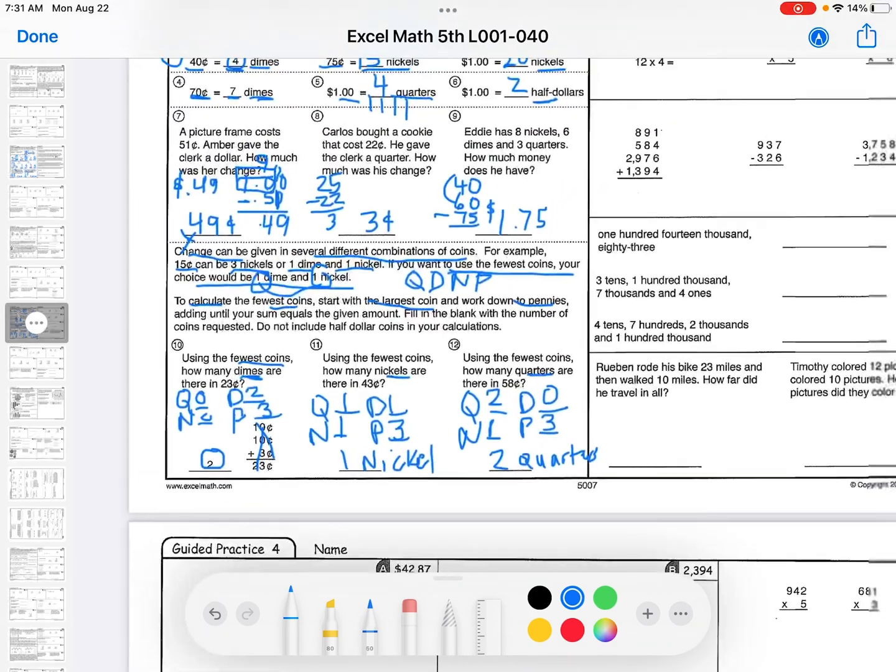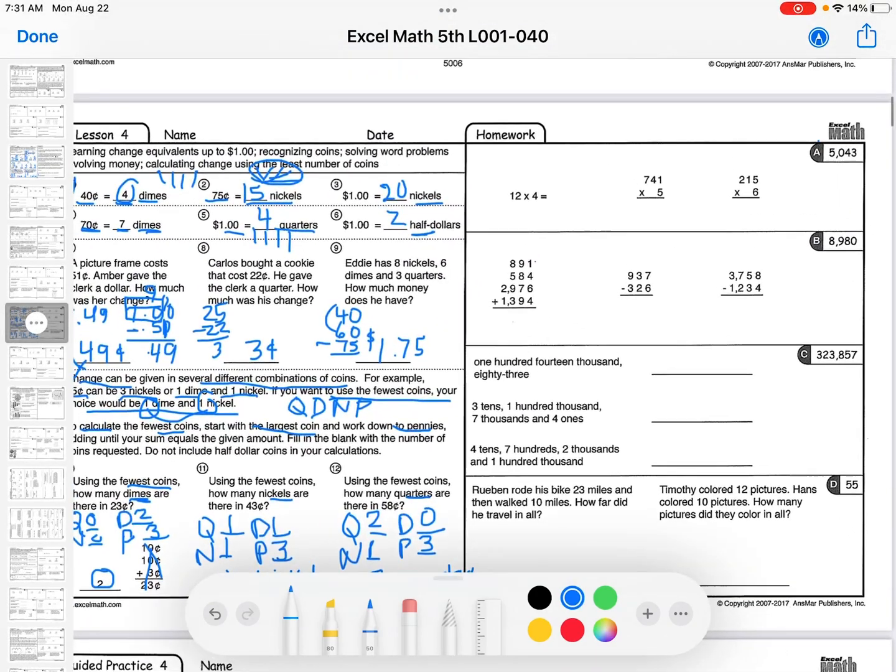Alrighty, that's it for today. And make sure that you add up all those check answers right there on every single problem. Make sure you show your work on word problems and write labels, everybody.